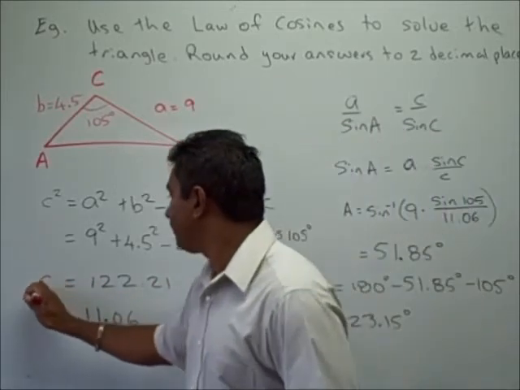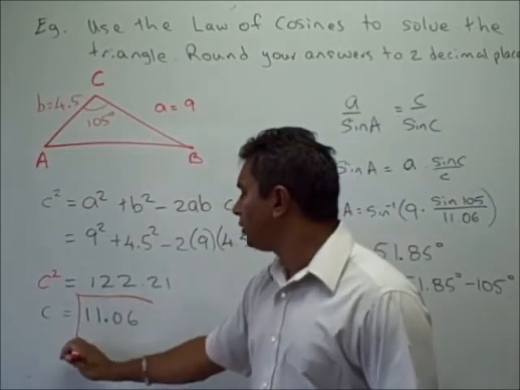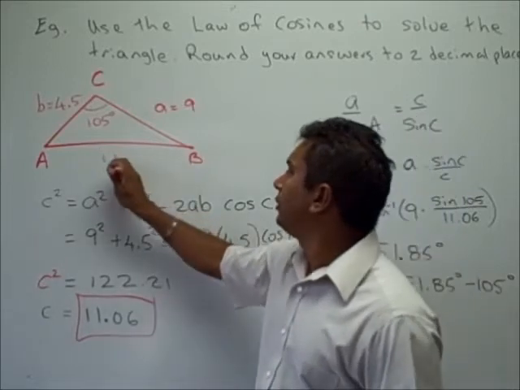Now this is C squared. So to find C, we take the square root of this. So C comes out to be 11.06 units.